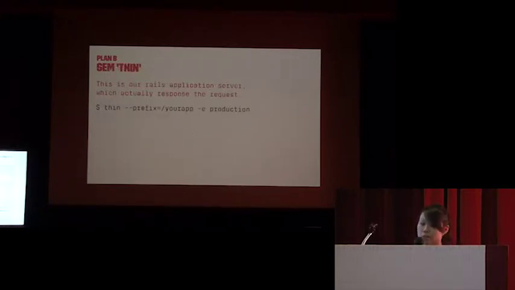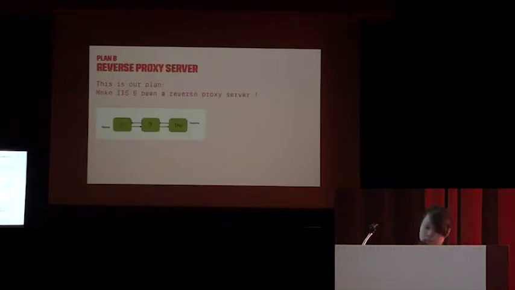I need a Rails application server to give responses, and we can use the default Rails application server like WEBrick, or in this case, I chose to use Thin. To make IIS 6 a reverse proxy server, first the IIS server receives the request and passes it to the Rails server, Thin, and Thin gives the response to IIS and IIS feeds it back to the user.